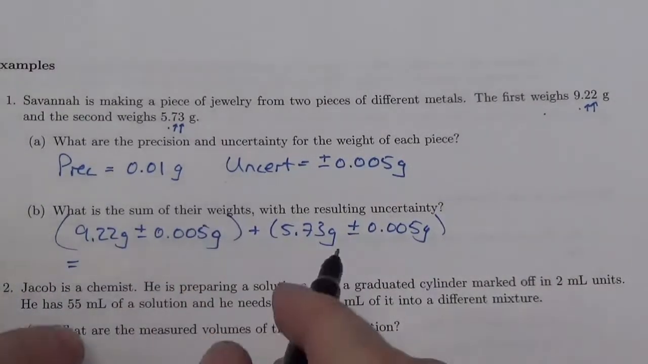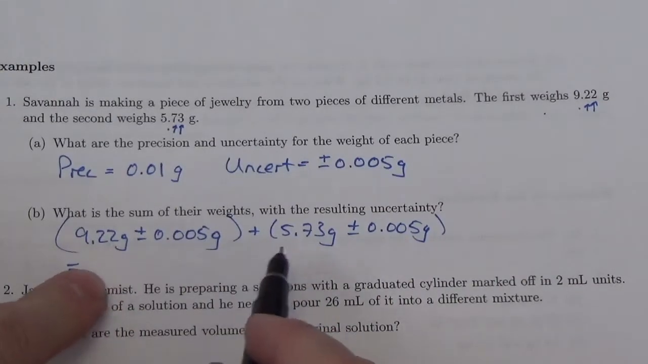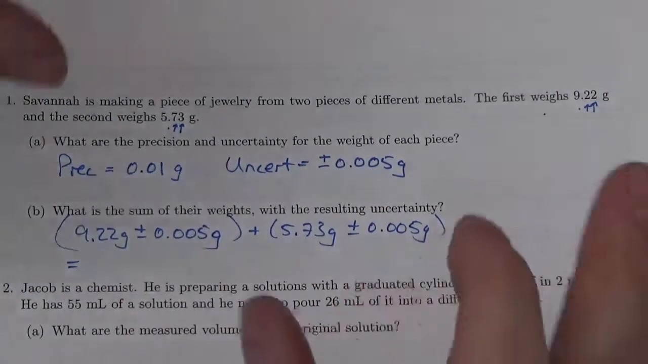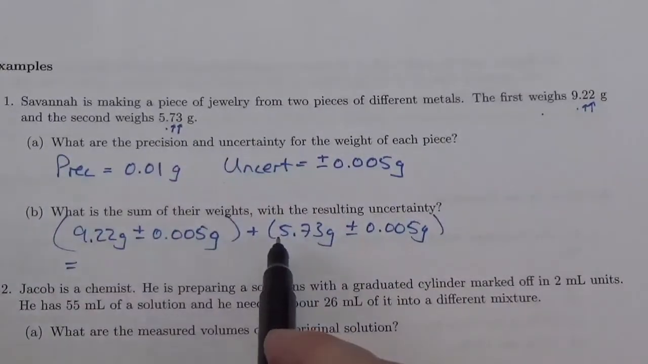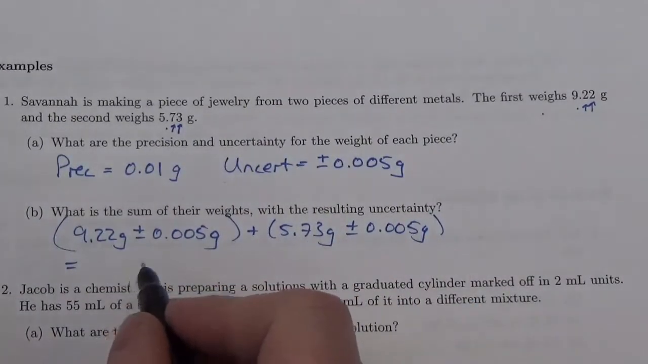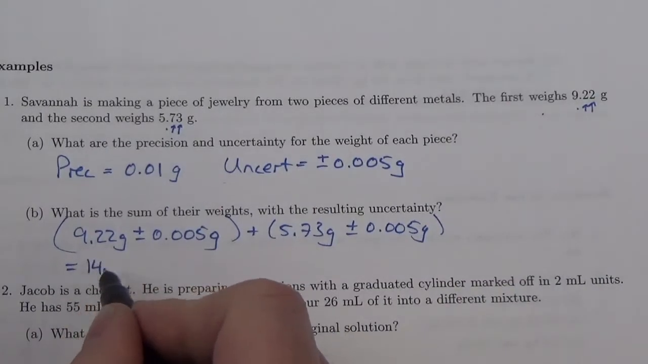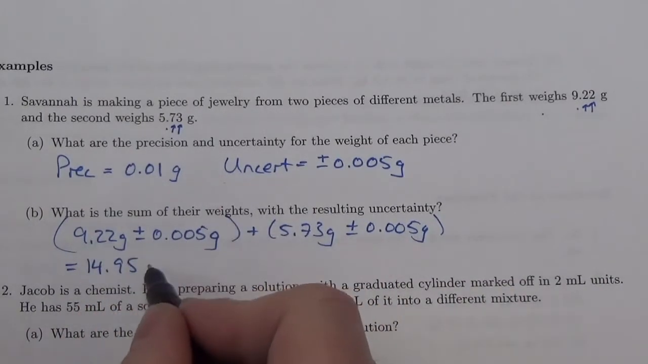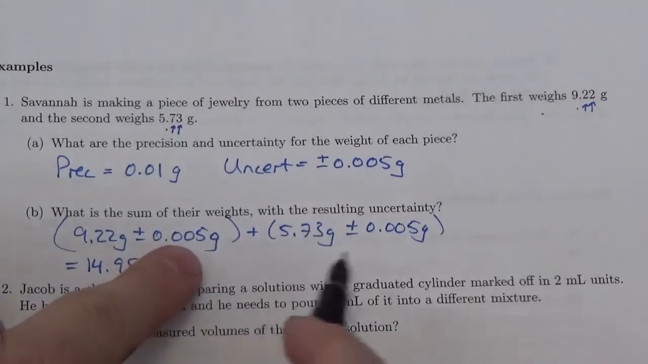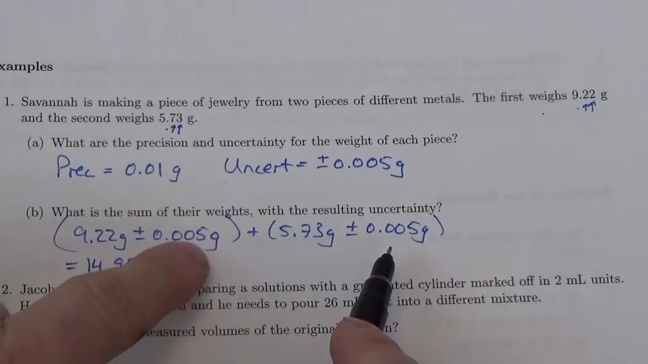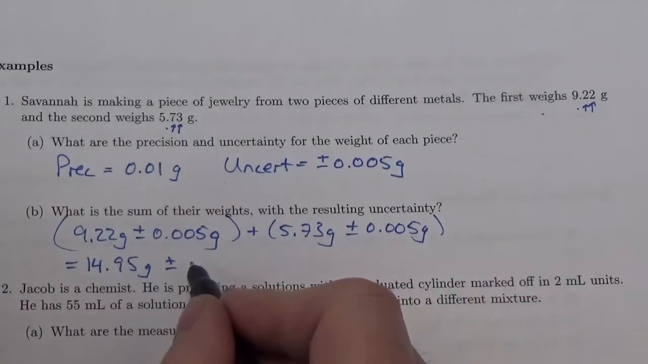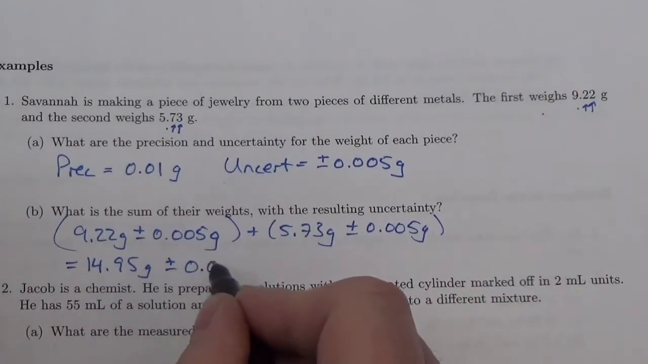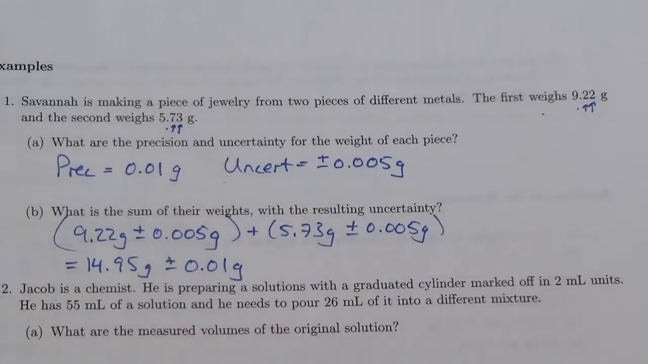The answer is going to be, well, first of all, just add the weights together. Don't worry about the rest of that. Just add the weights together. 9.22 and 5.73 is going to be 14.95 grams plus or minus. Okay, now this has a little bit of uncertainty, and this has a little bit of uncertainty. I combine those together, so it's going to be plus or minus 0.01 grams.